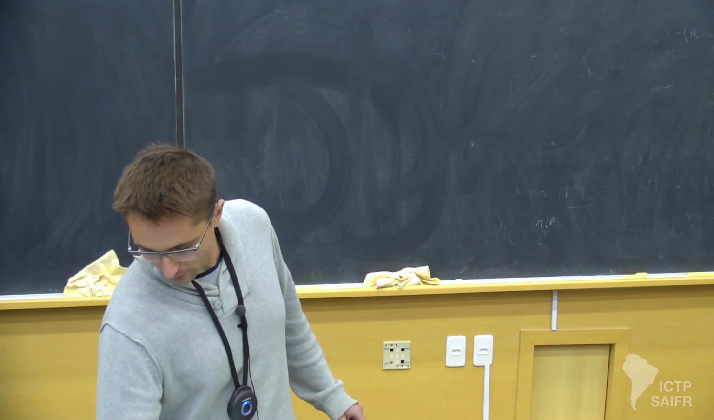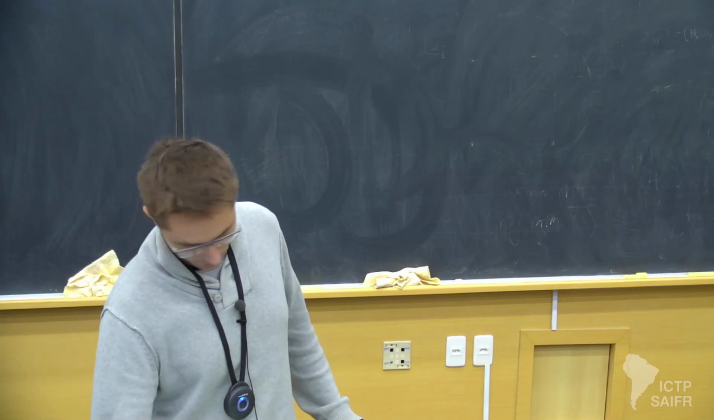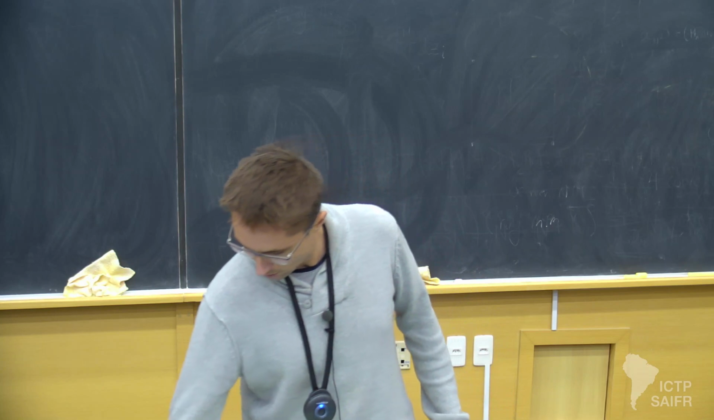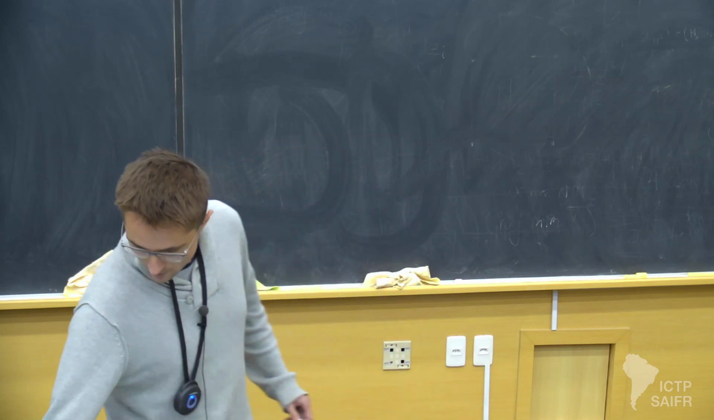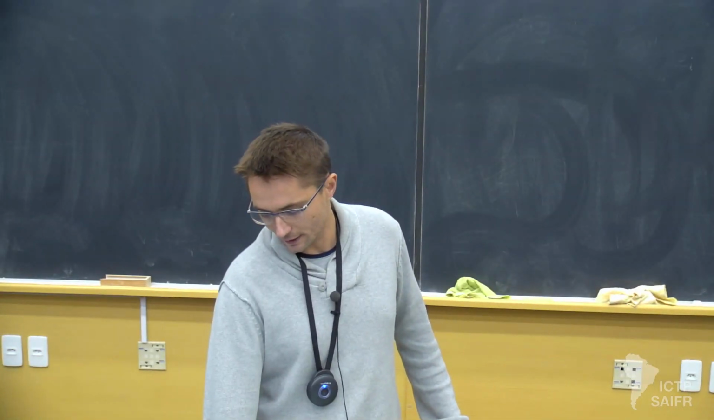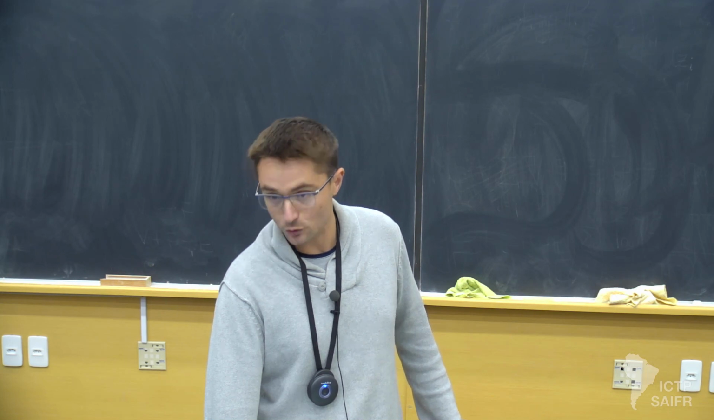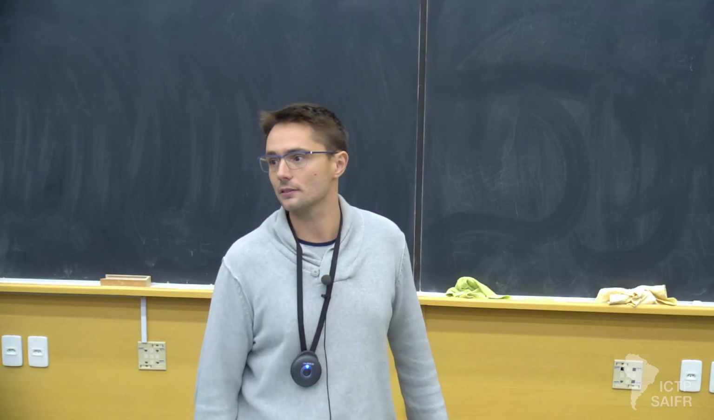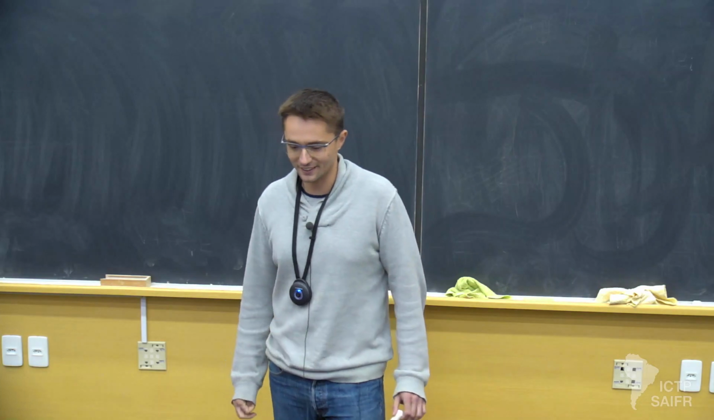It's a small typo in the notes on page number 6. In the second line, when it says n times delta n squared minus bn, that should be a plus. It's a small sign typo.